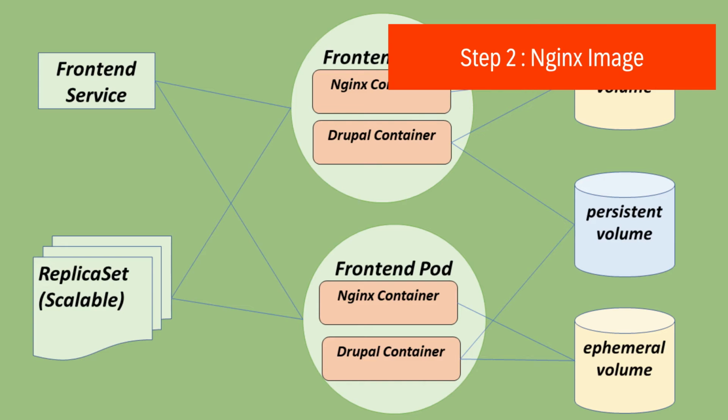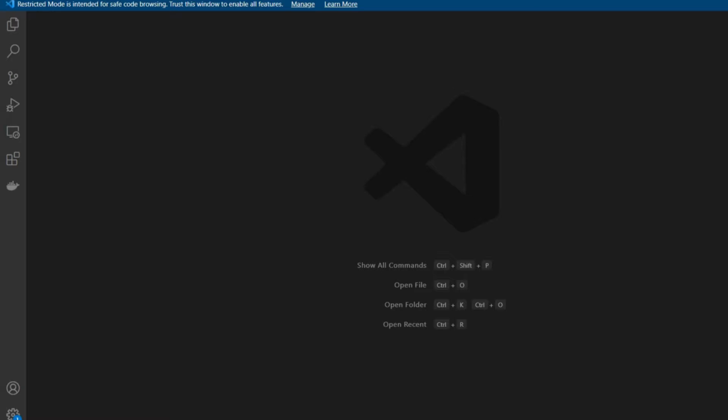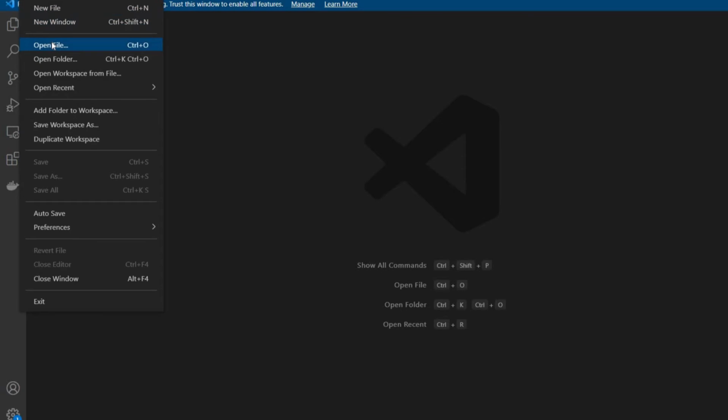We need a web server to run our Drupal site. We're using Nginx as our web server, but you can also use Apache. We plan to put our Nginx into a separate container from the Drupal, but we want them to be in the same pod. That way we have control over both, and they can talk to each other and share the ephemeral storage space. Let's take a look at the Docker file for Nginx.